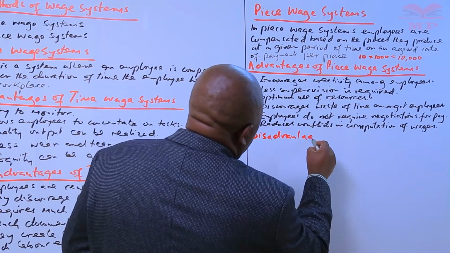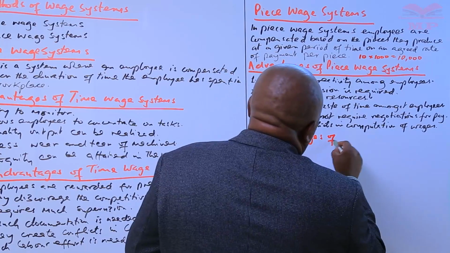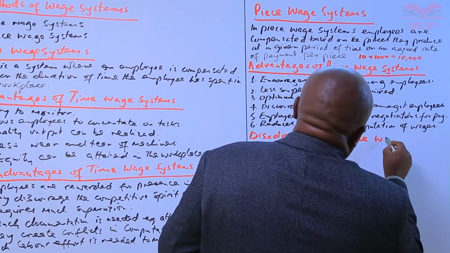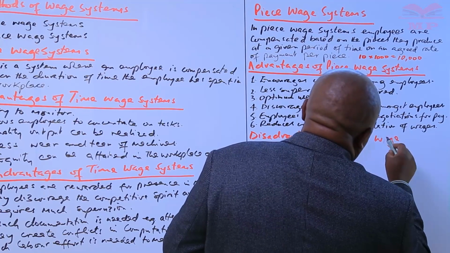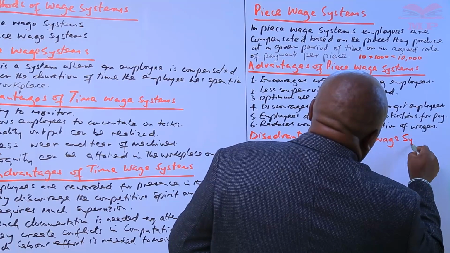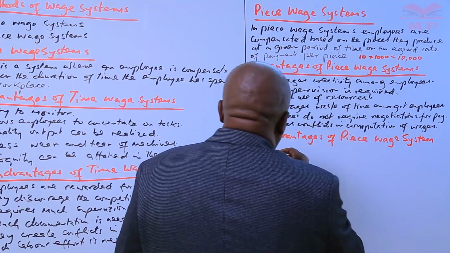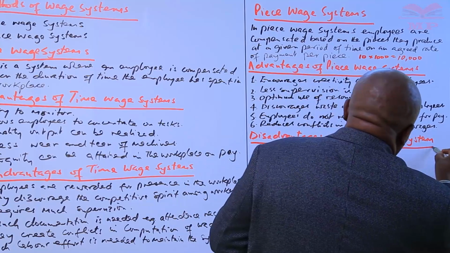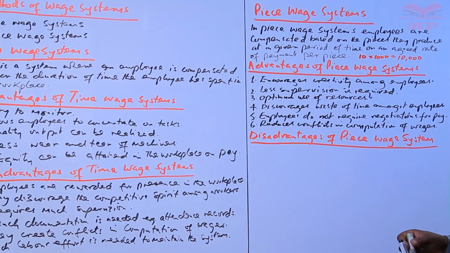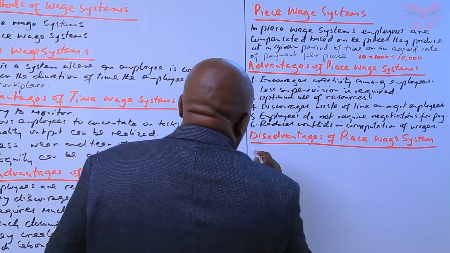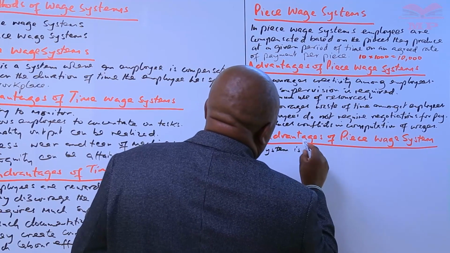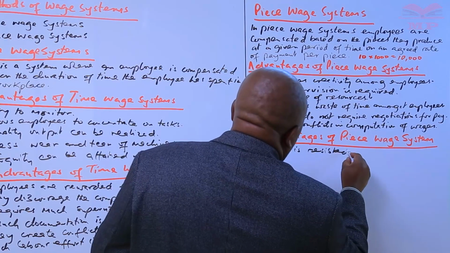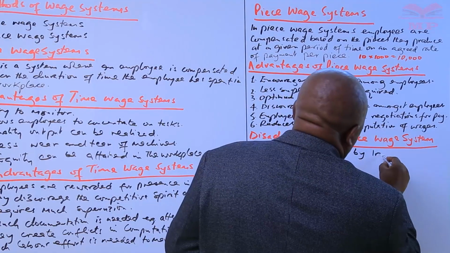Disadvantages of a piece wage system. Disadvantages of a piece wage system. So what are some of the disadvantages that may be associated with the piece wage system? So number one, the system is resisted by trade unions.